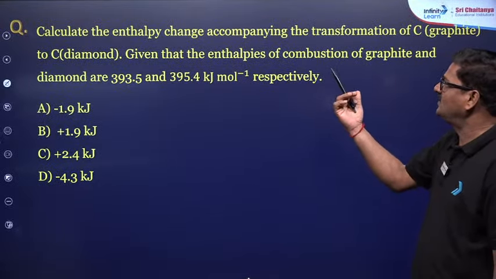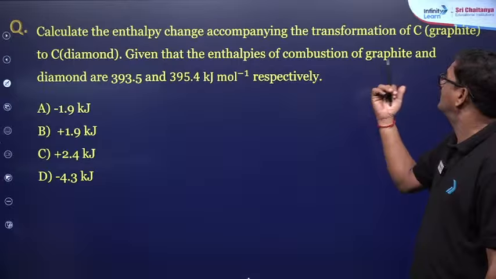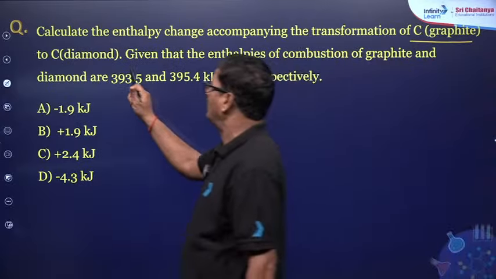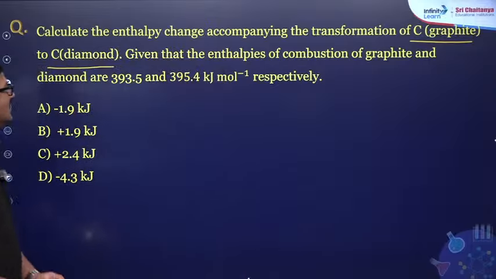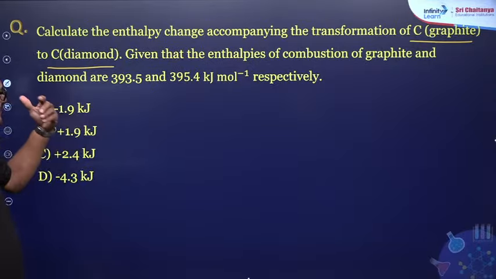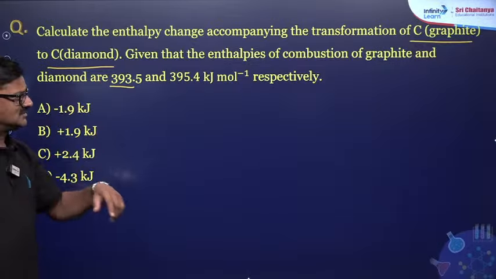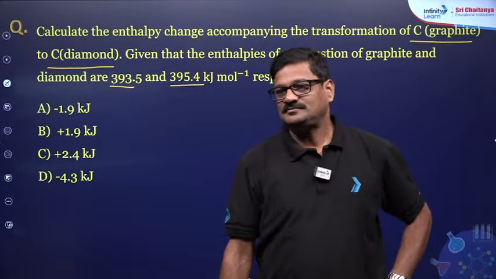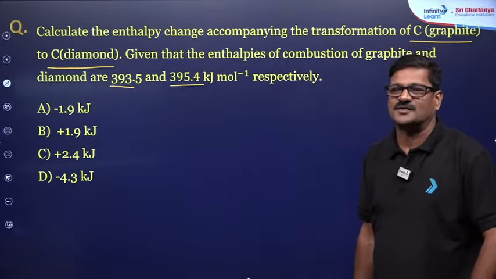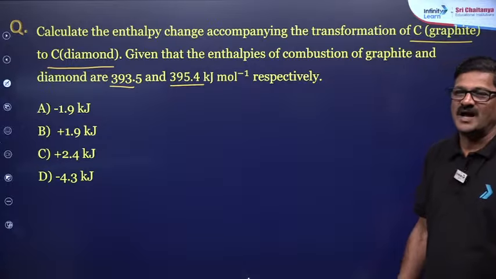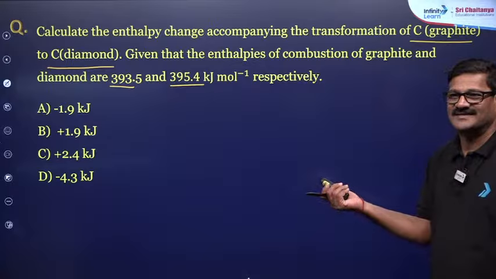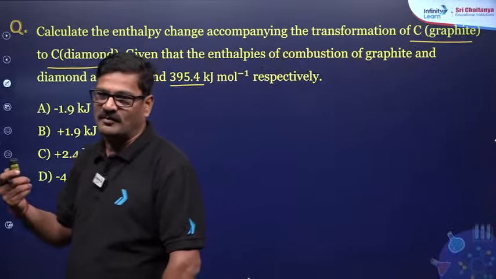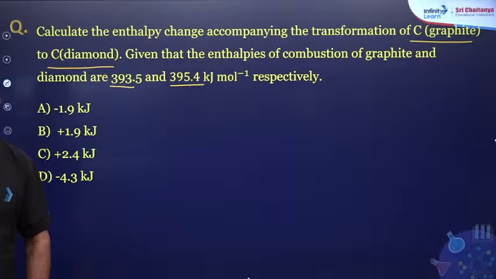Calculate the enthalpy change accompanying the transformation of carbon graphite to carbon diamond, given that the enthalpy of combustion of graphite is given, and the enthalpy of combustion of diamond is given. Now, who will give the answer for this question? I will solve it. Will you, Satyam, Sahil, Betu, come on, will you solve or you want me to solve?